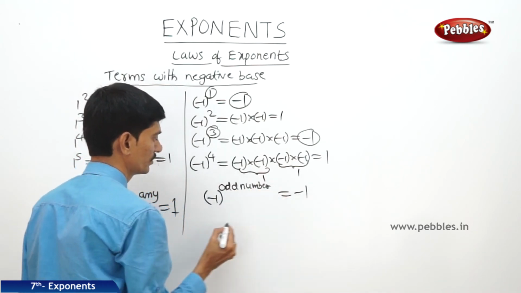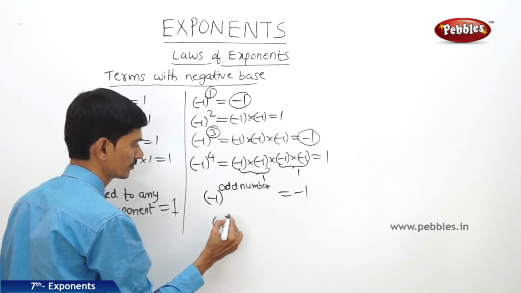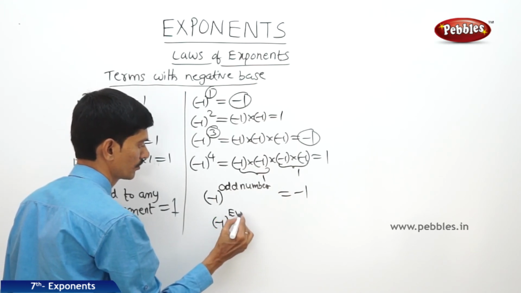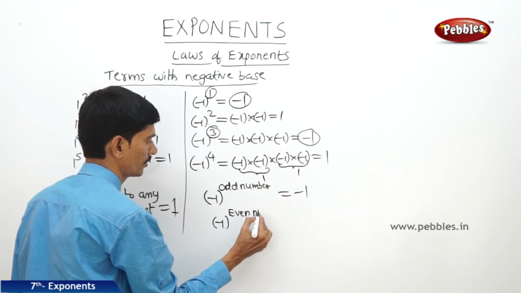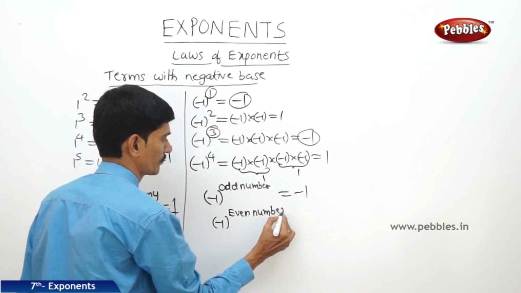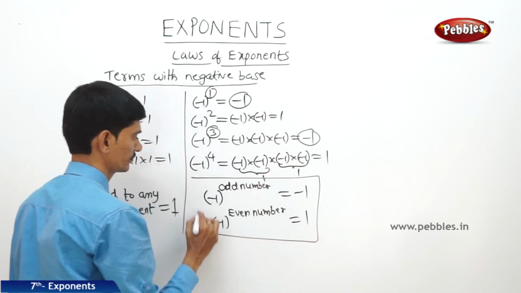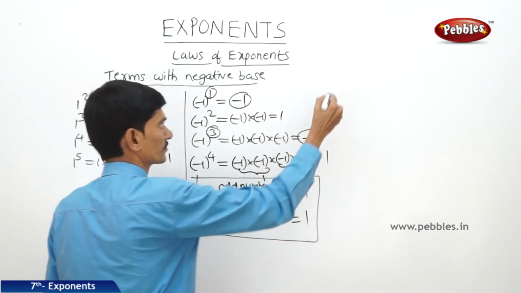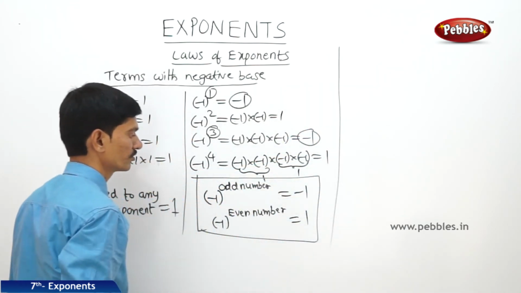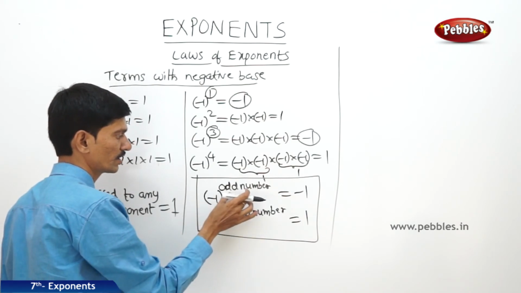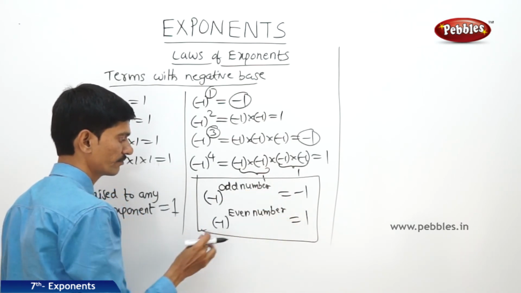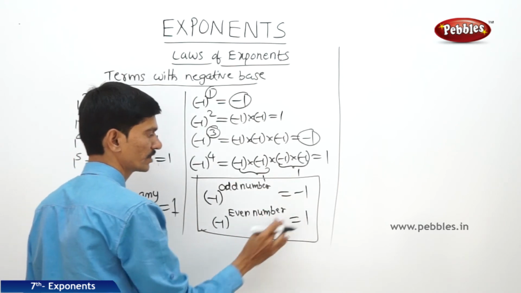equals minus 1, and minus 1 raised to an even number equals plus 1. So minus 1 to the power of an odd number is minus 1, and minus 1 to the power of an even number is plus 1.